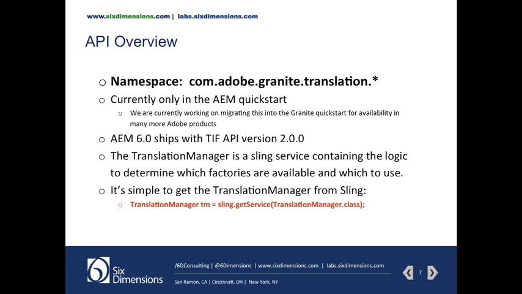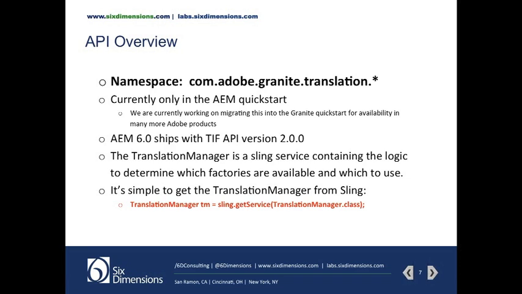So the new API resides in the com.adobe.granite.translation namespace. Everything is underneath that. This is currently only in the AEM Quick Start. What that means is this is in AEM 6.0, but is not in the Granite Quick Start. And for those of you that know how the sausage is made, essentially, right now we're working on migrating this into the Granite Quick Start, where it will eventually reside. And what that will do is give Adobe the ability to have this be leveraged across many of their products, not just in AEM. But currently, in the current version, it is just in AEM 6.0. The version that ships with 6.0 of the API is the 2.0 version.